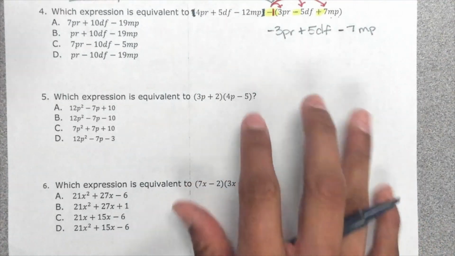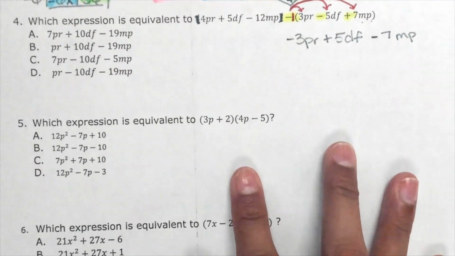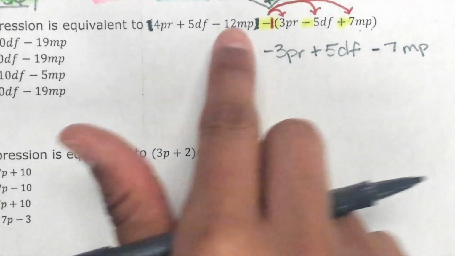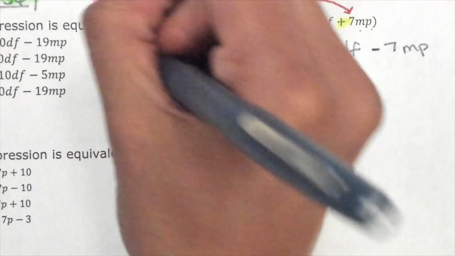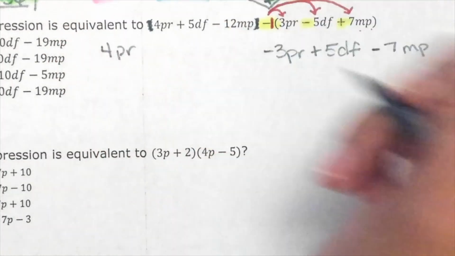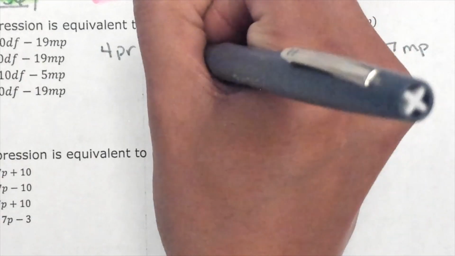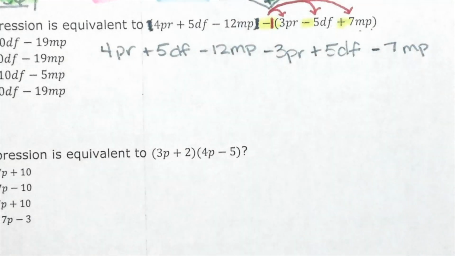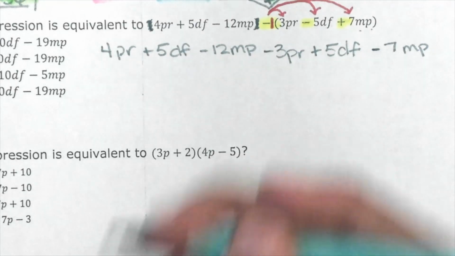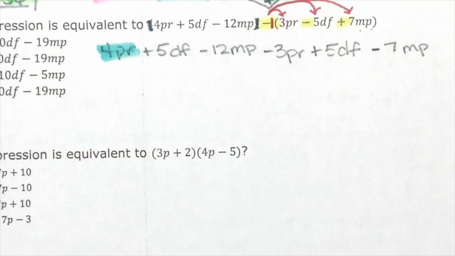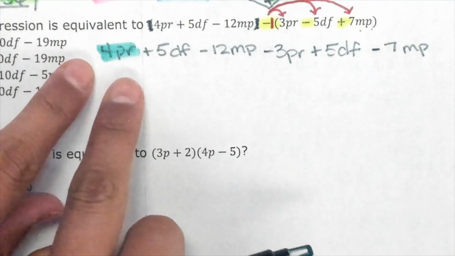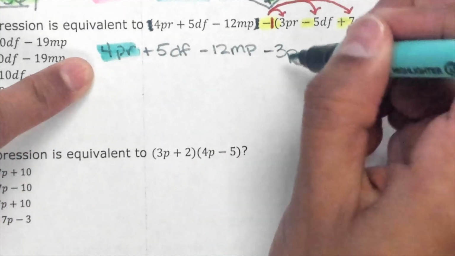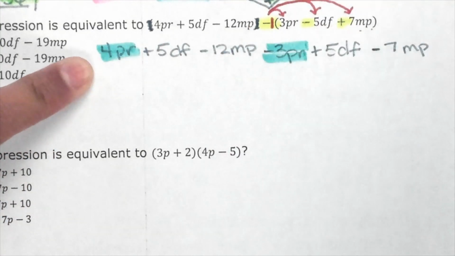Okay, now that I have gotten rid of both parentheses, we are going to bring all these numbers down. So 4PR plus 5DF minus 12MP. Okay, now that they're all together, we are just going to combine our like terms. So I'm going to start with this first one here, 4PR, and you're looking for another PR to combine it with. Boom. We have negative 3PR.